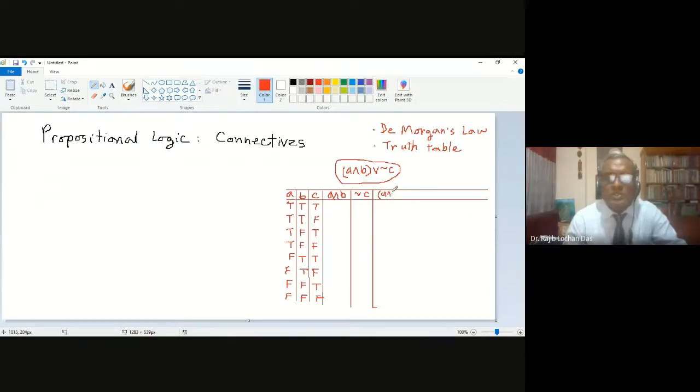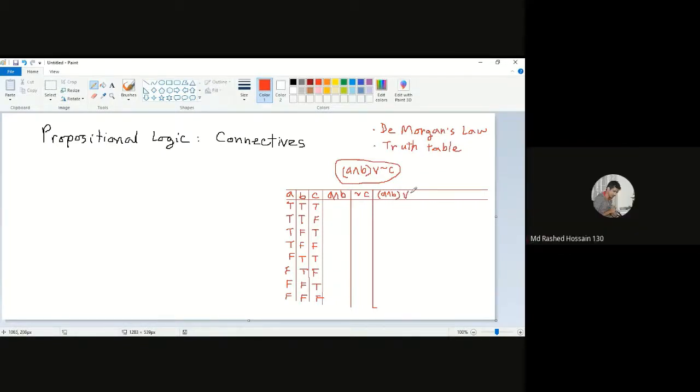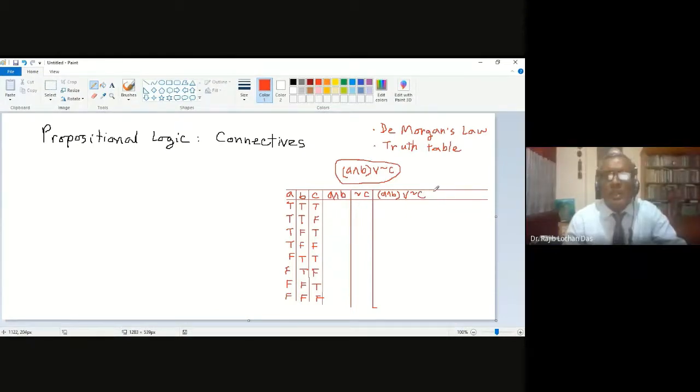So is this okay? You understand what I say? Yes, sir. So your final expression will come, and then you will get the result. So in the truth table, you are putting all possible results. That means if A equals T and B equals T and C equals T, then A and B will be also T, and not C will be F, and this will be T.